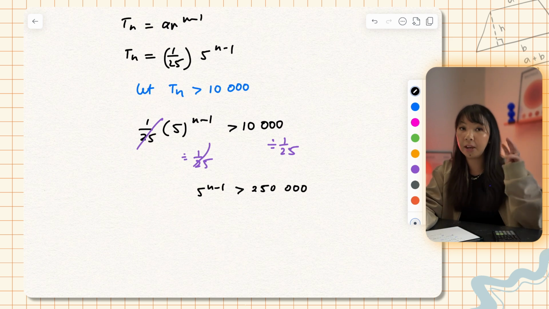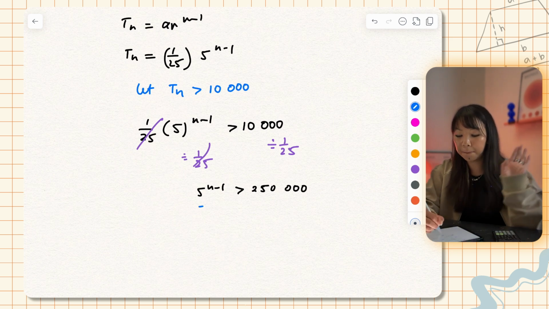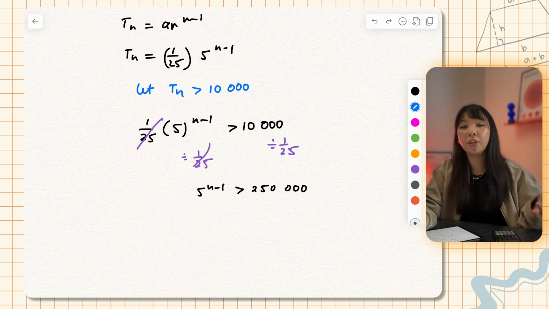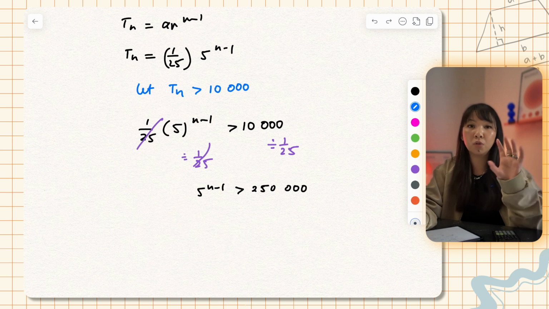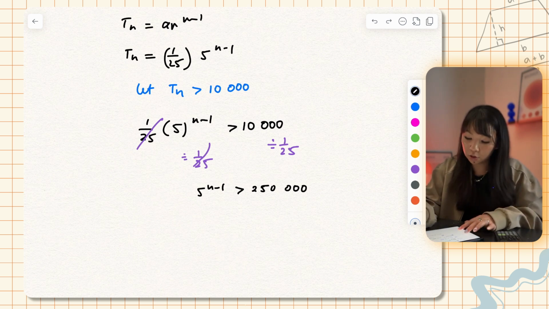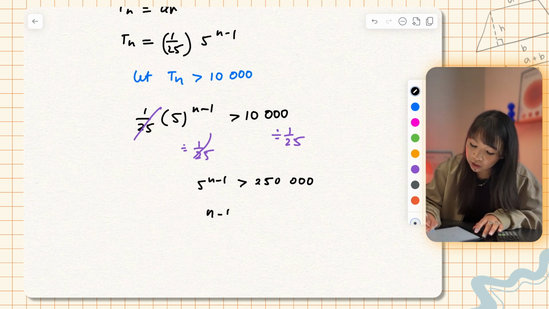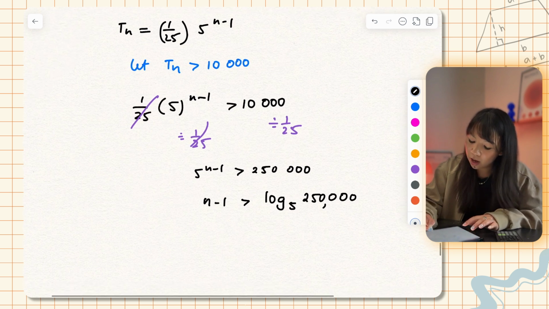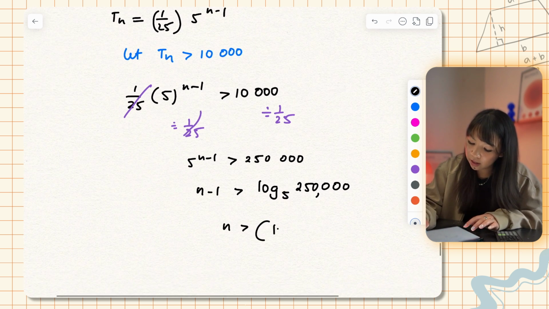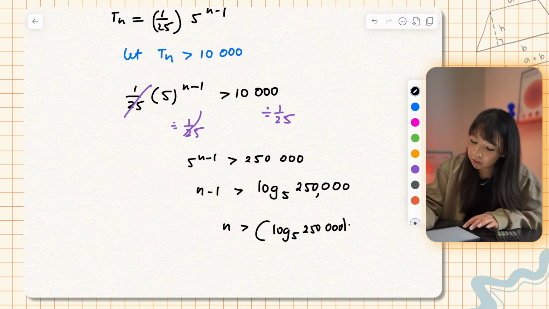The only thing that you have to keep in mind is that if you have a base that is less than 1, then it's going to be a negative value, which means you flip the sign. But we won't worry about that too much right now. So if I change this into a log, we get n minus 1 is greater than log to the base of 5, 250,000. And then we get n is greater than this log value plus 1.